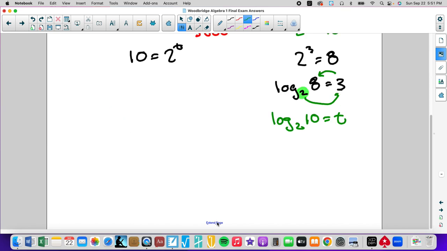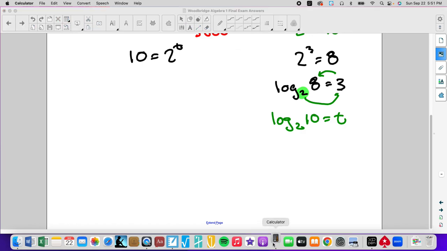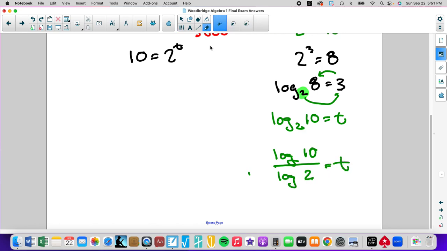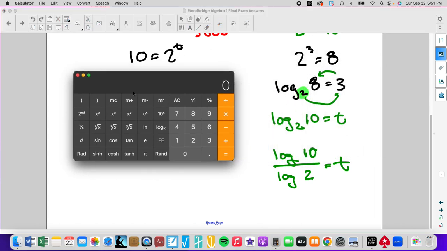So how do I deal with log base 2 of 10? Well, on our calculator, we don't have log base 2. So we actually do this. Log base 10 of 10 divided by log base 10 of 2 will equal t. And that is a nice way of converting from log base 2 to log base 10. And log base 10 is in here. We see this. So we say log 10 divided by log 2, and that equals 3.3219, blah, blah, blah. So that's 3.32.